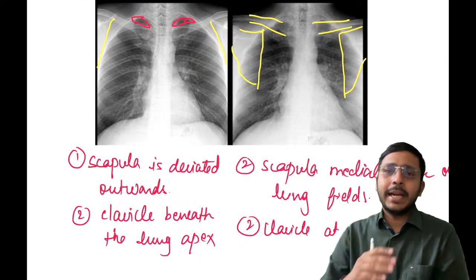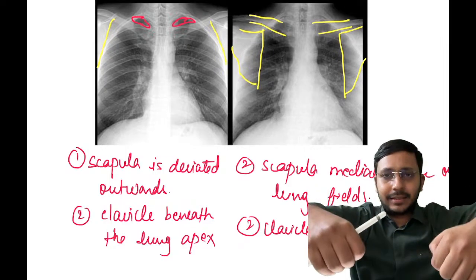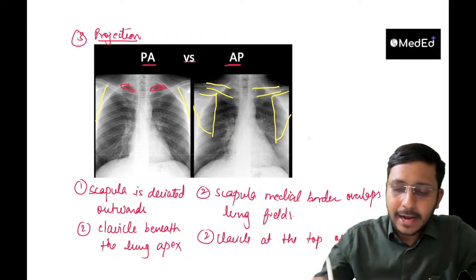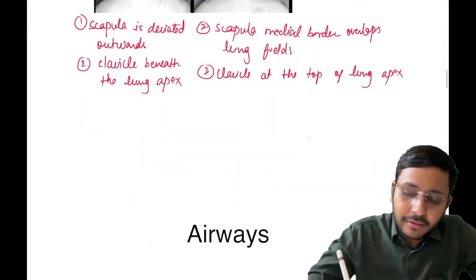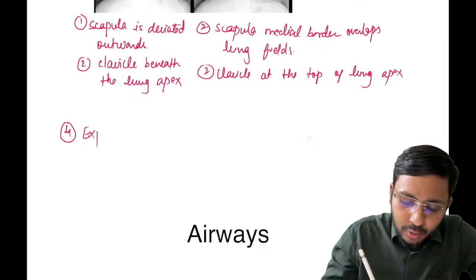Scapula is most important. In PA view, the scapula is out because patient is hugging the cassette like this. This is most important. So third is projection. And what is the fourth part? In right, fourth was exposure.